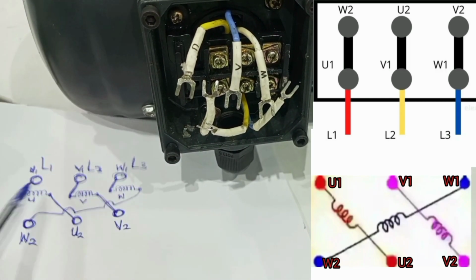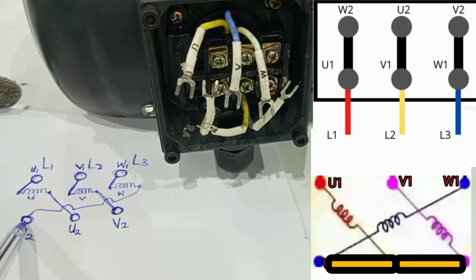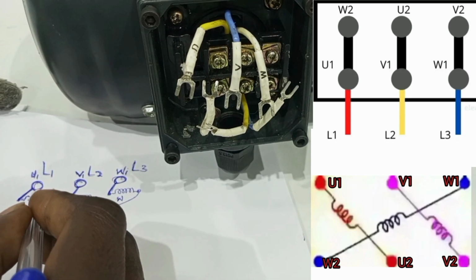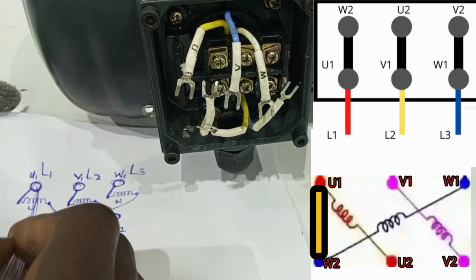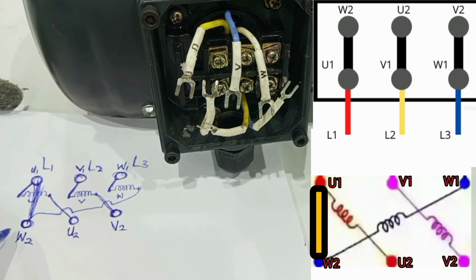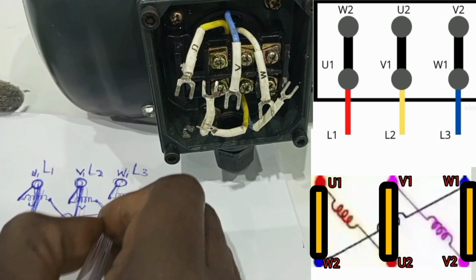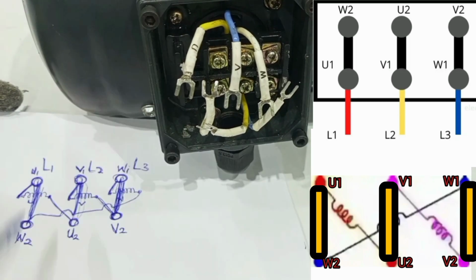Okay, and so as for star, you only need to bridge the finishing point of all the windings. But in delta, we have to connect U1 to W2 here like this. U1 to W2, V1 to U2, and then W1 to V2, like this.